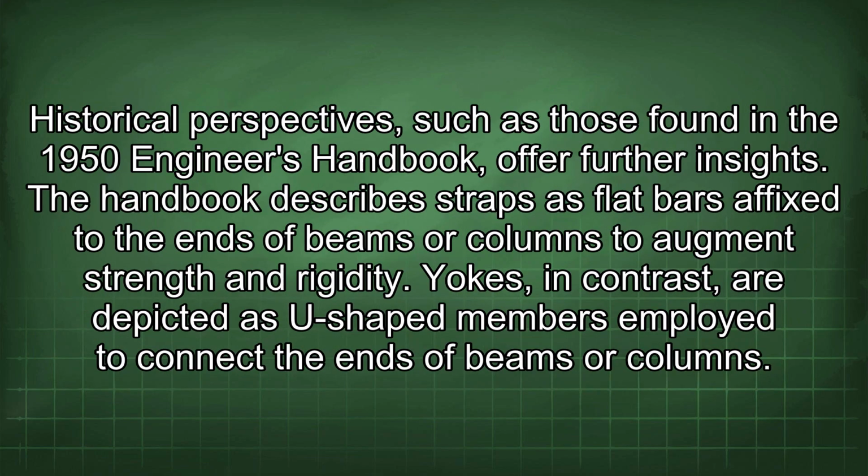Historical perspectives, such as those found in the 1950 Engineer's Handbook, offer further insights. The handbook describes straps as flat bars affixed to the ends of beams or columns to augment strength and rigidity. Yokes, in contrast, are depicted as U-shaped members employed to connect the ends of beams or columns.